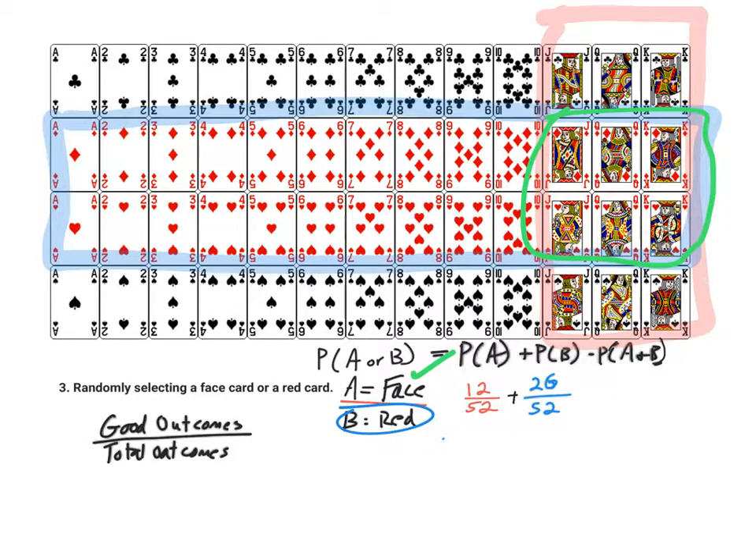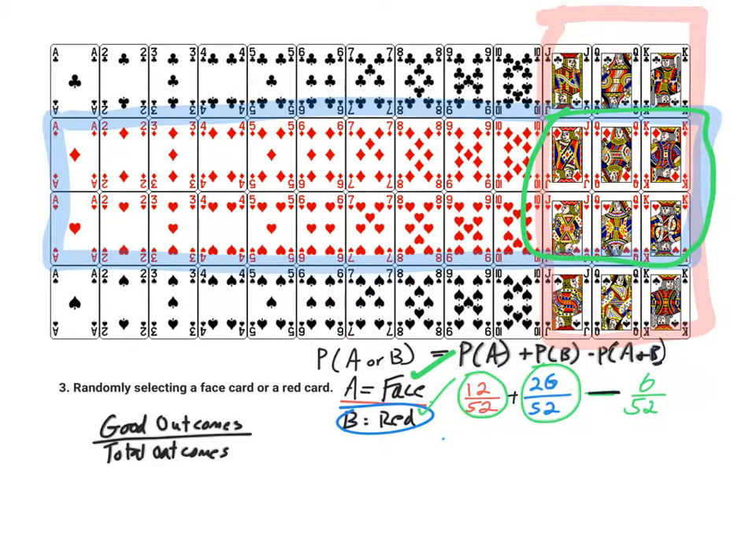We've got them counted in the face cards. There's 6 in this 12 over 52, and there's 6 in this 26 over 52. So we've got to get rid of one of those double counts. So what we're going to do is we're just going to subtract off the chances of that occurring at the same time. So the chances of those happening at the same time is going to be minus 6 over 52.